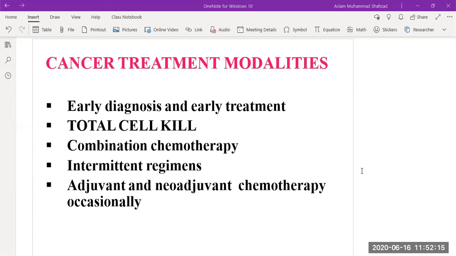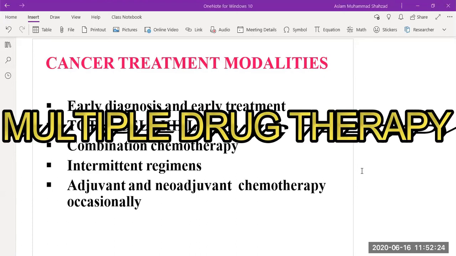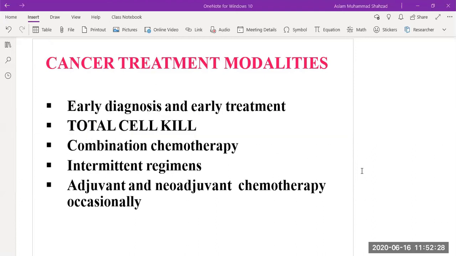Then the third point is the combination of therapy, which requires multiple drug therapy. It means that it is not possible that a single drug will be helpful in treating cancer. They will be used in combination. But in this series of lectures, we will first discuss individual drugs, their mechanisms and their clinical use, and then in later lectures we will discuss different combination chemotherapies that have been used.